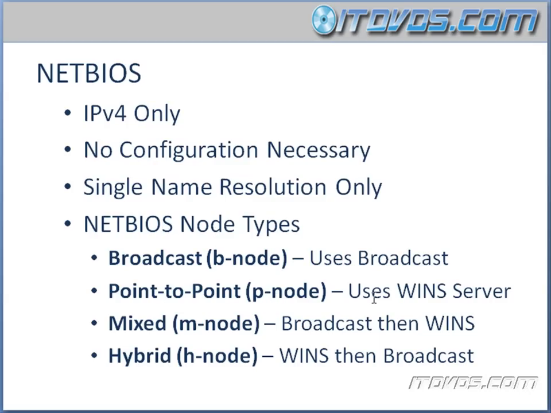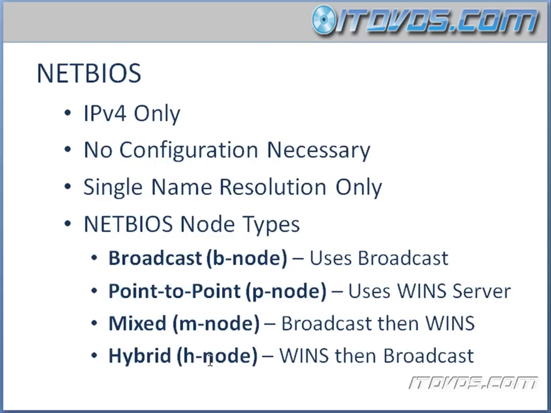Point-to-point or P node: if a node is configured as a P node, it's going to use the WINS server only. And a WINS is just basically a simple catalog, and we're going to look at setting up a WINS server for Netbios names to IP addresses. Then there's a mixed or M node. This is going to use broadcast first and then WINS. So try broadcast, then if broadcast doesn't work, try WINS server.